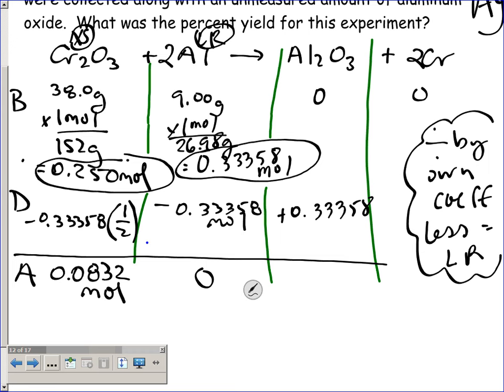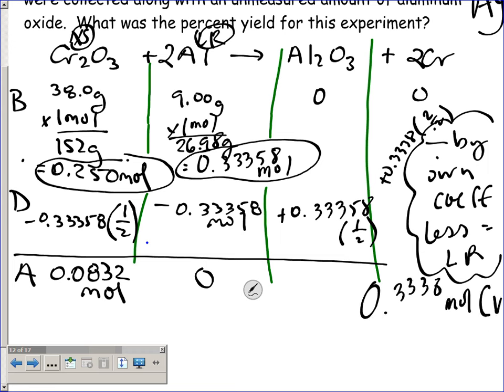1 to 2. Again, 1 to 2, because there's a 1 there, and there's a 2 for the aluminum. And then what am I going to have to put here? Plus 0.3338 in a ratio of 2 to 2. Well, that's just 1, right? No need to actually calculate. So in the end, after the reaction ends, I have 0.3338 moles of chromium.